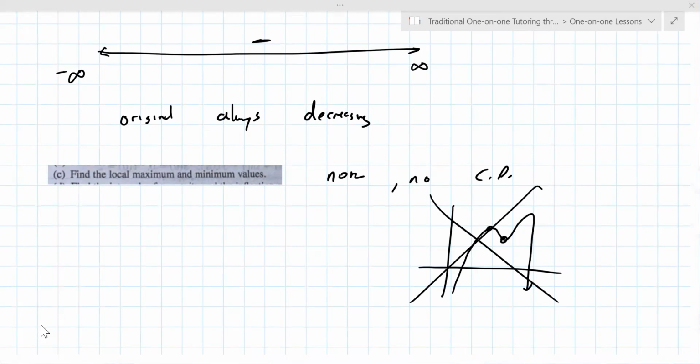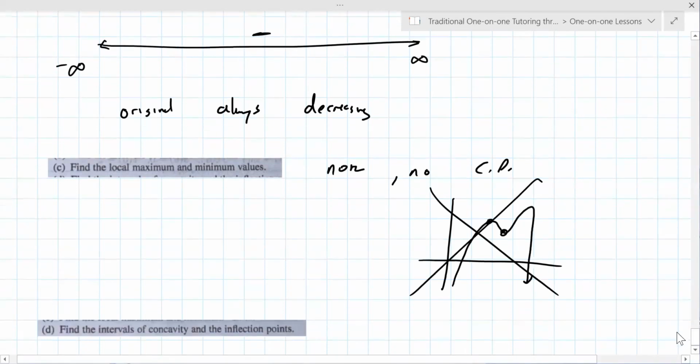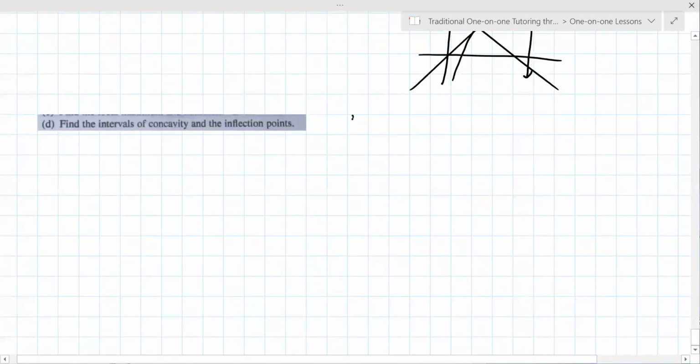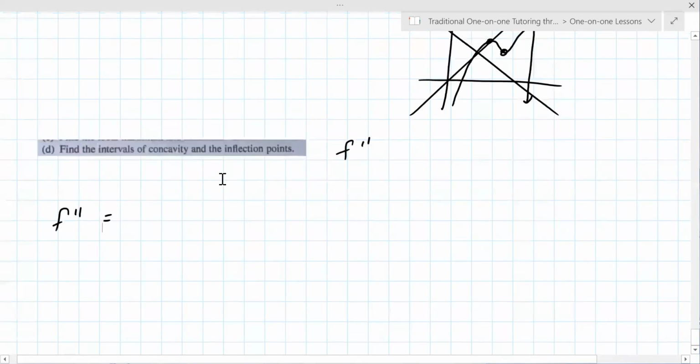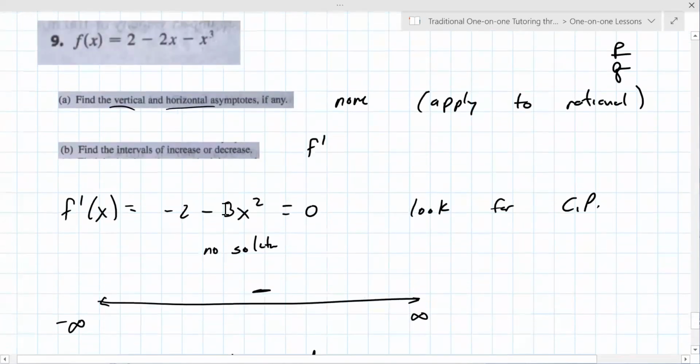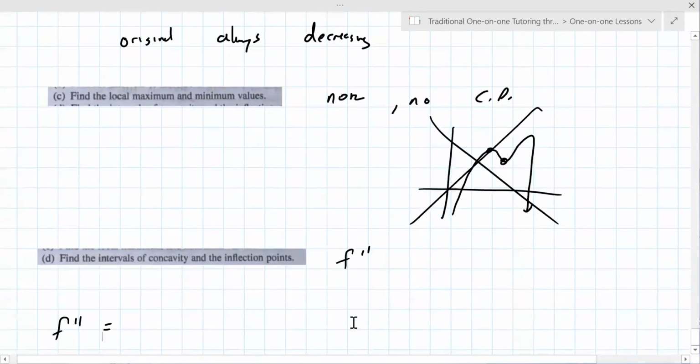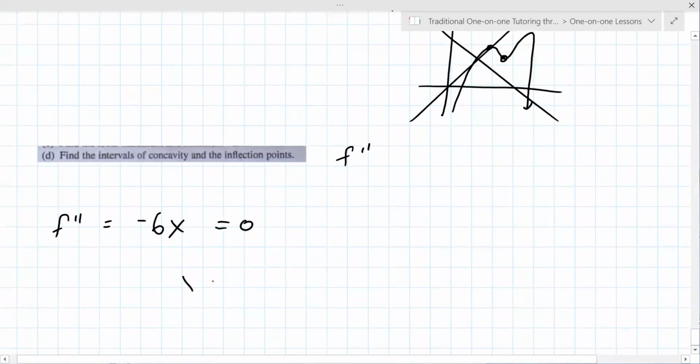Okay, D, I think we can do. Find the intervals of concavity and inflection points. You have to find f double prime. F double prime equals minus 6x. And you set that equal to 0, and x equals 0. So that's your possible inflection point.